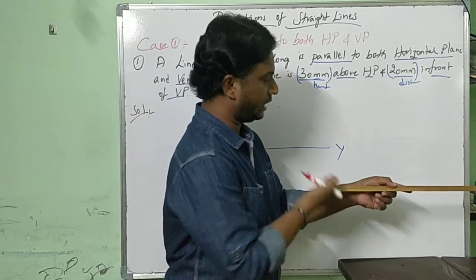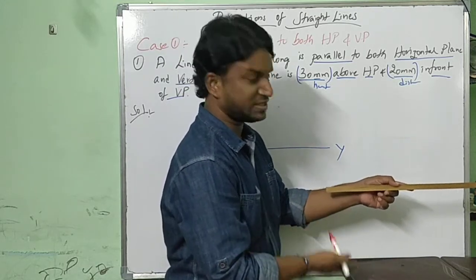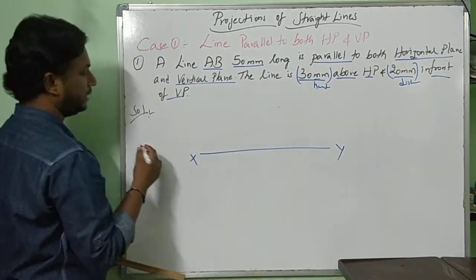Horizontal plane is nothing but the XY line. How much height is it? It is parallel to the horizontal plane at some height. What is this height? 30 mm. So let me write the data in my style.